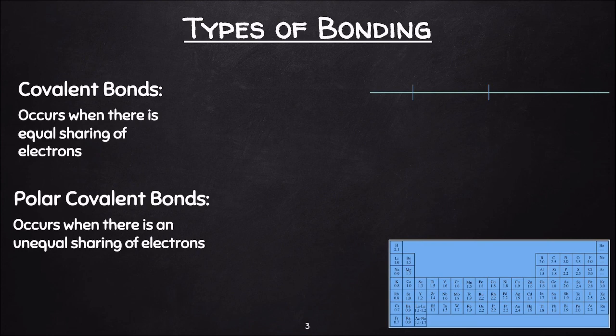The first one we'll be talking about is the covalent bond. Let's say you picture yourself going out with a friend.